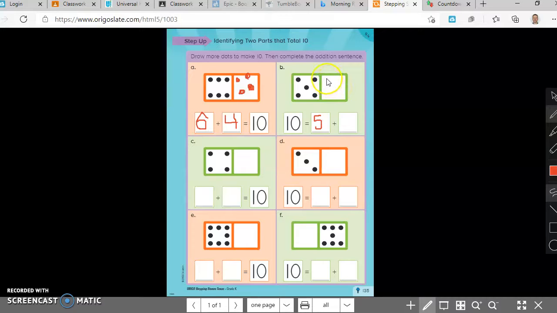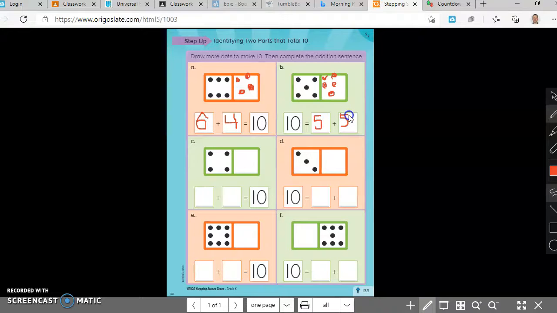All right, let's go ahead and put them. Let's see if you're right. 5 we have already. 6, 7, 8, 9, and one more. 10. Kind of messy, but there it is. All right, so how many more did we need? We needed 5 more. 1, 2, 3, 4, 5. So 10 equals 5 plus 5.